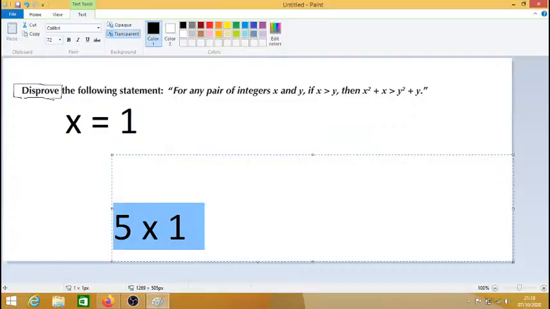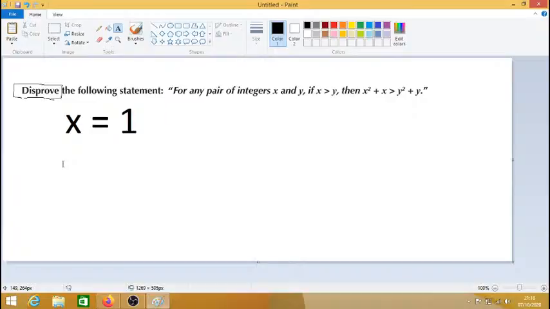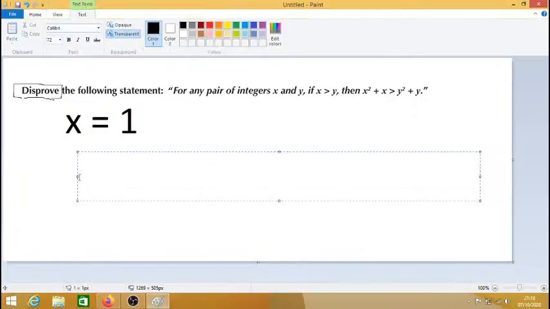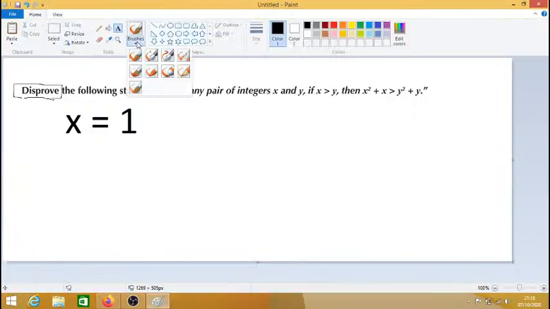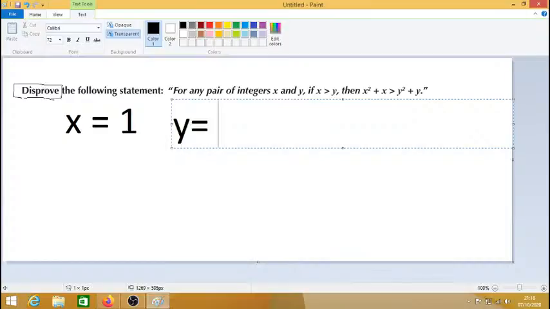So 1 is a nice number to try and test with, and also you could try a negative number or 0. They're good numbers to try and really put a statement to the test. So let's go with x is 1, then well, we need another number because we have to have a pair of numbers. So let's go with y equals 2.